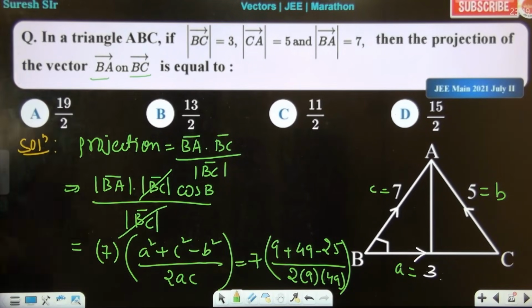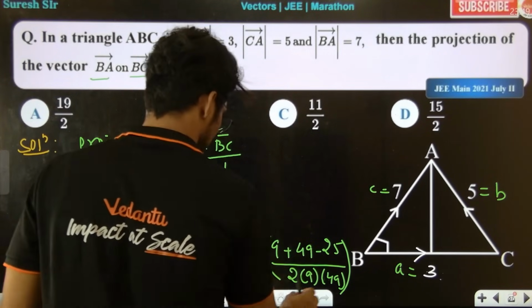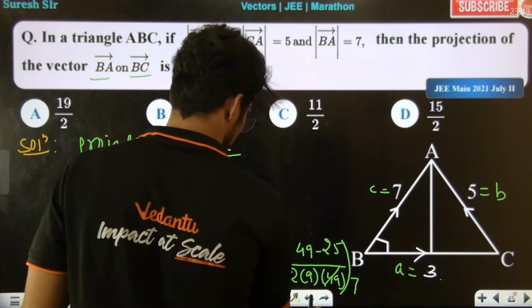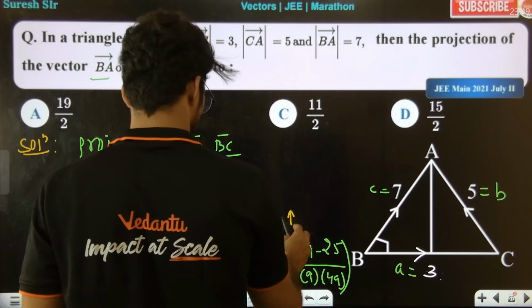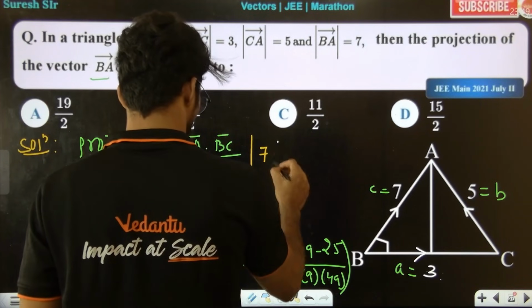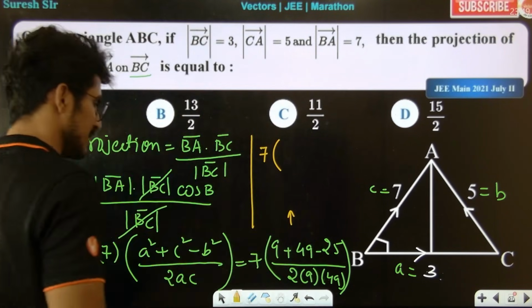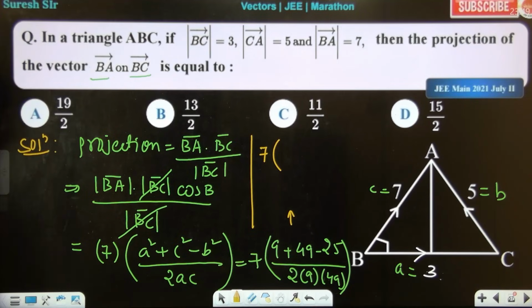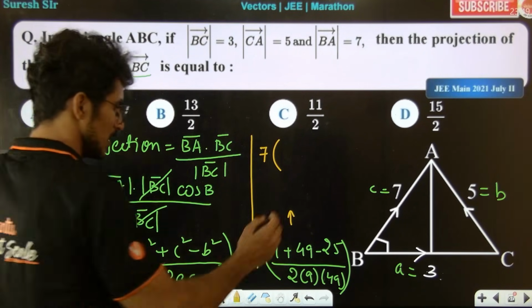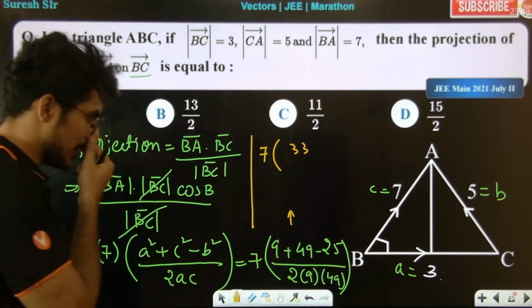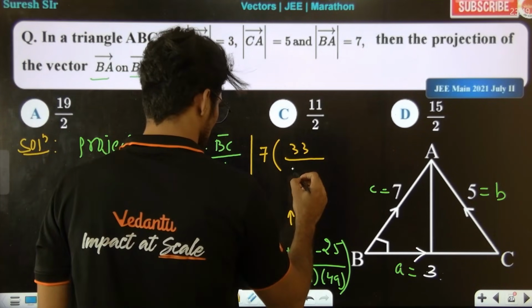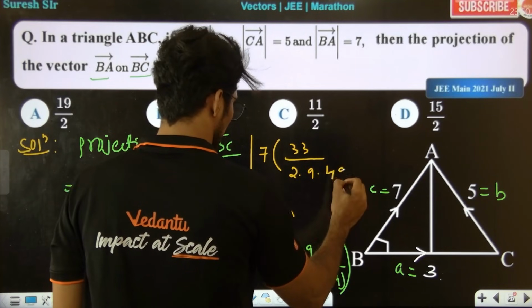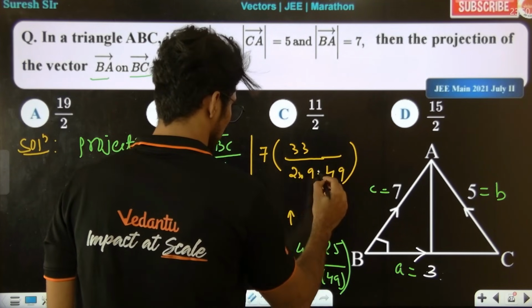Tell me that, Chintu. Yes sir. 7 ones, 7 sevens, otherwise we will calculate this and then cancel it, sir. So tell me now, 7 into 58. So 33 will come. So 58 minus 25. 33 divided by, so 2 into 9 into 49, sir.